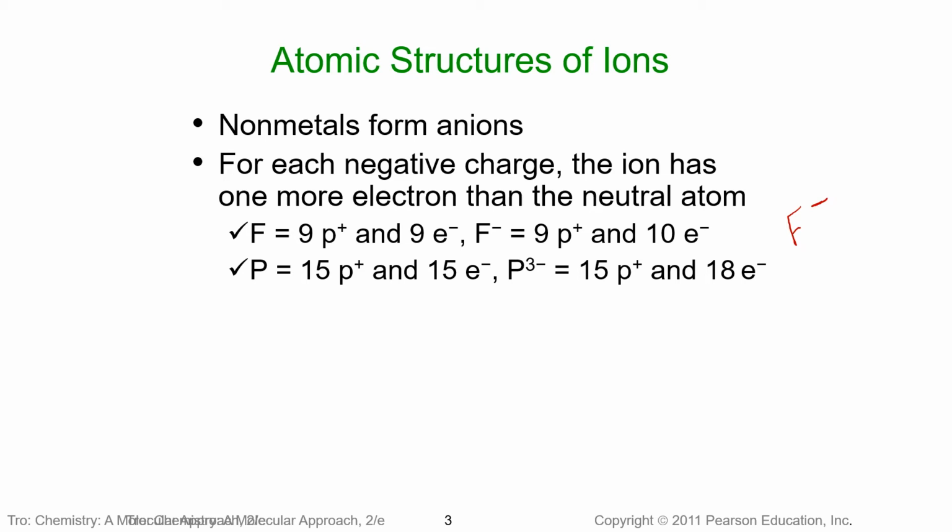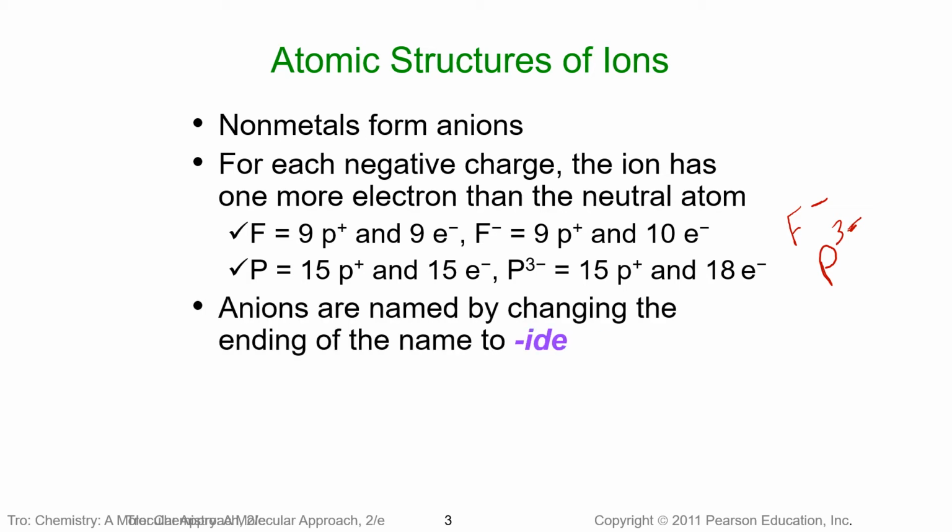For phosphorus, it starts with 15 protons. If we gain 3 electrons, then it becomes a -3 charge. And notice how the number comes before the charge. This is a convention in chemistry. It's always the number before the charge.